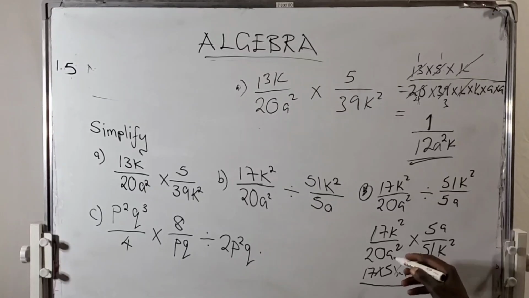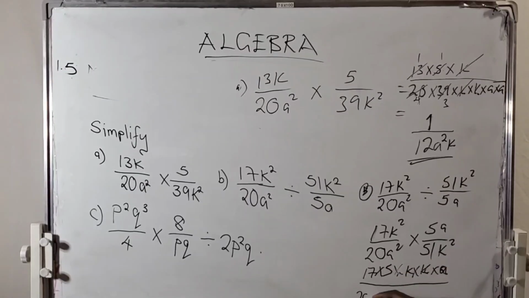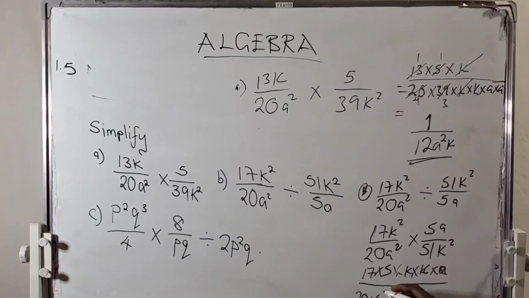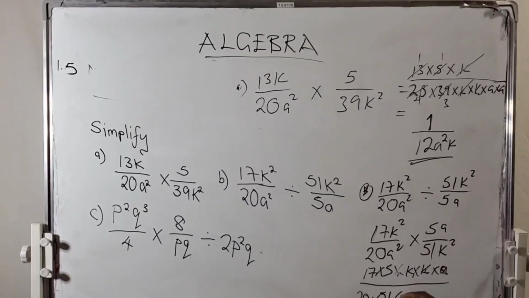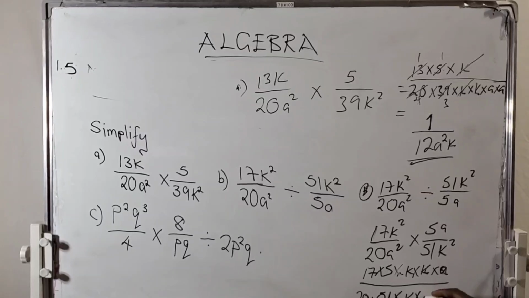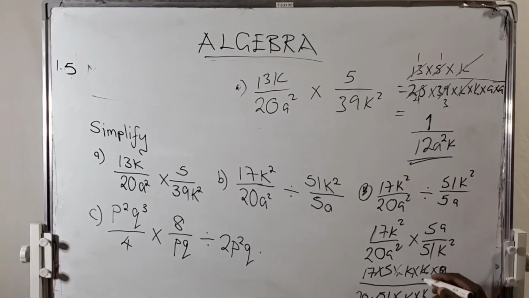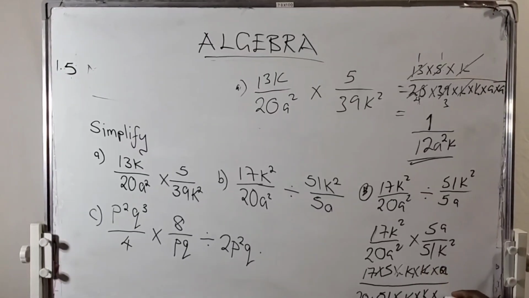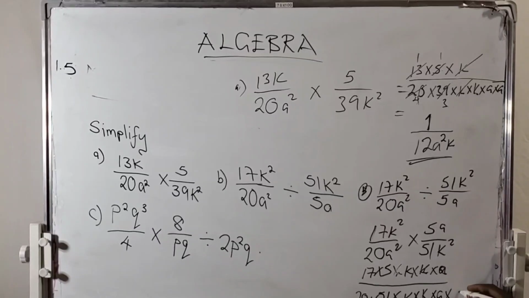Then on the denominator here we have 20 multiplied by 51 times, do you have k? Yes, 2, right? 2 of them, which is k times k. And you have a squared, which is a times a. Yes.